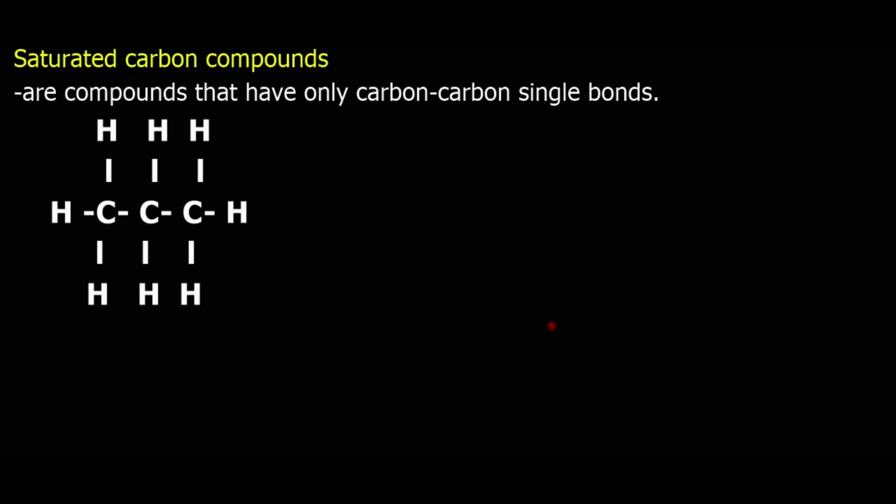Saturated carbon compounds are the organic compounds that we know have a single bond only. So that's the key thing. We know that they have a single bond, as you can see. So there are no double bonds or triple bonds.